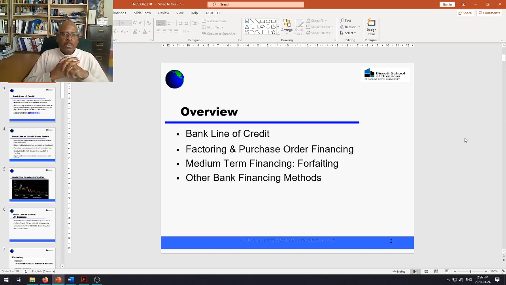When it comes to medium-term financing, we'll look at a method that's similar to factoring, but it's called forfeiting, and then we'll compare factoring versus forfeiting and so on. And finally, we'll just talk about other bank financing methods, particularly negotiated import financing.